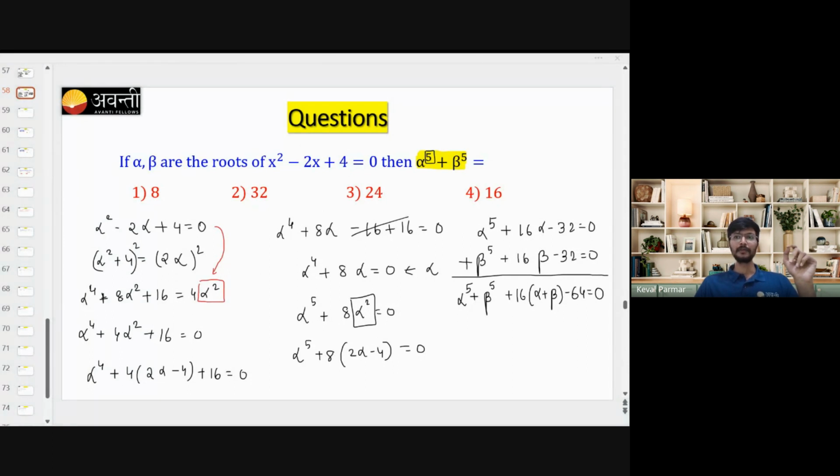Right, guys? Come on, let's see. Now, alpha plus beta. What is alpha plus beta? Sum of the roots is minus b by a, right? This is a quadratic equation. Sum of the roots is 2. Just substitute the value. So we'll get alpha power 5 plus beta power 5 plus 32 minus 64 equals to 0. That means alpha power 5 plus beta power 5 equals to 32. This is my answer, 32. That means option number 2. Second option is my answer.